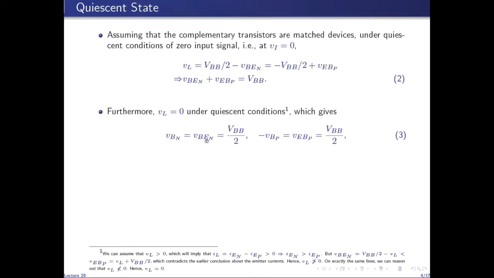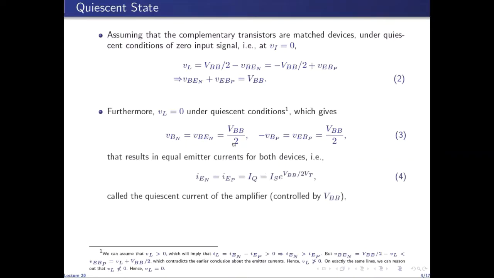So under quiescent conditions, when the load voltage is 0, the base voltage, which is equal to the base to emitter voltage for the Qn device, is equal to VBB by 2, and the negative of the base voltage, which is equal to the emitter base voltage of Qp, is also equal to VBB by 2. Since the base emitter voltage of Qn and the emitter base voltage of Qp are the same, and the two devices are matched, they will conduct equal currents. So the emitter current of Qn will be equal to the emitter current of Qp.